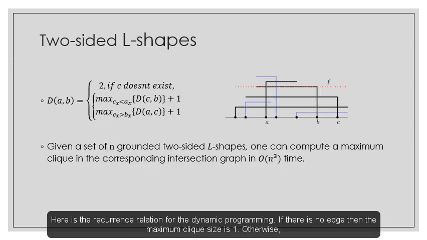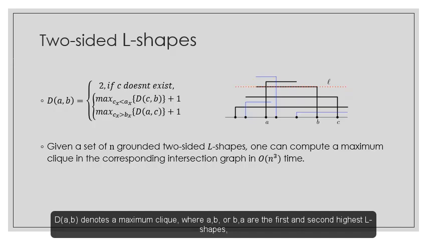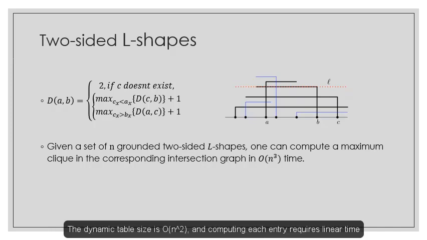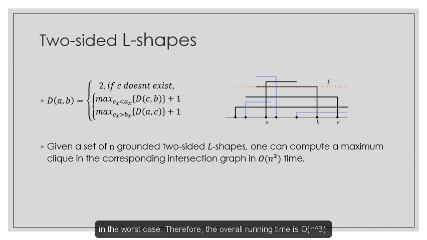Here is the recurrence relation for the dynamic programming. If there is no edge, then the maximum clique size is 1. Otherwise, let AB denote a maximum clique, where AB or BA are the first and second highest L-shapes, and A lies to the left of B. The dynamic table size is order n squared, and computing each entry requires linear time in the worst case. Therefore, the overall running time is order n cube.